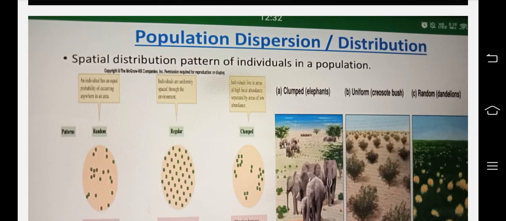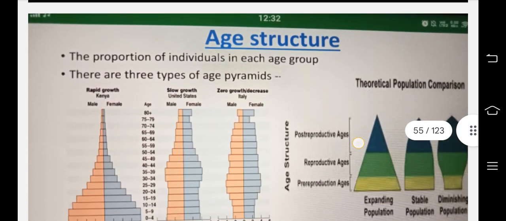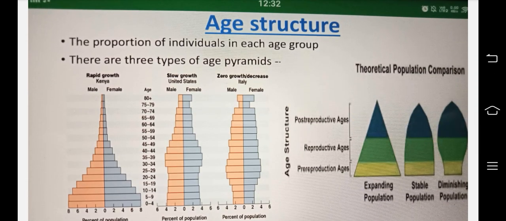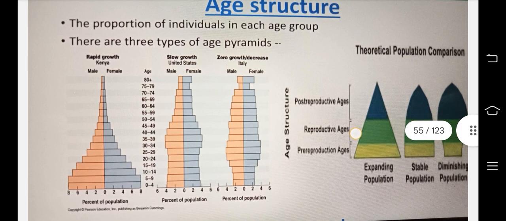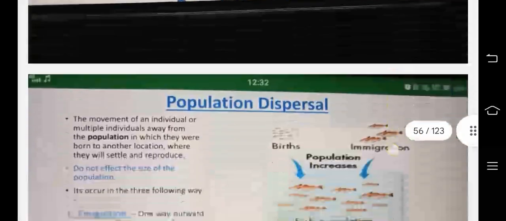Population dispersion: spatial distribution patterns of individuals in a population are clumped, uniform, or random. Age structure is the proportion of individuals in each age group. There are 3 types of age pyramids: rapid growth, slow growth, zero growth, corresponding to an expanding population, a stable population, and a diminishing population.